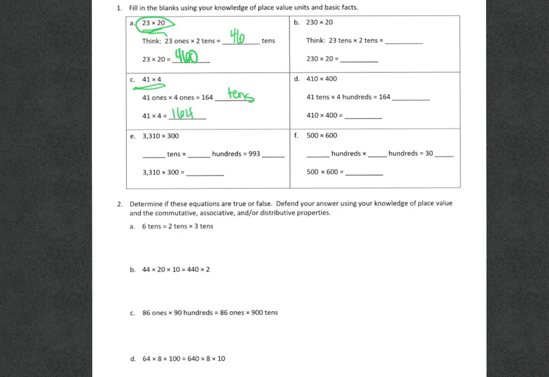Alright, and then we'll do one more, and we'll do F, which is 500 times 600. So we're going to think of 500s and 600s, which gives us 30 tens. So then 500 times 600 equals 300,000.